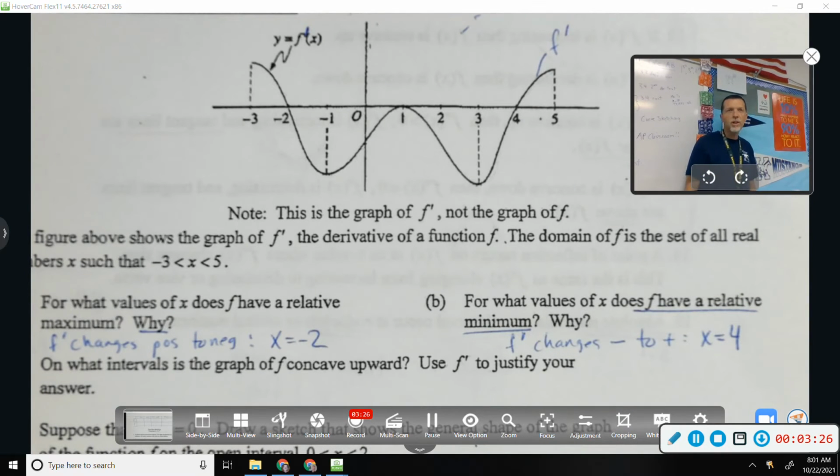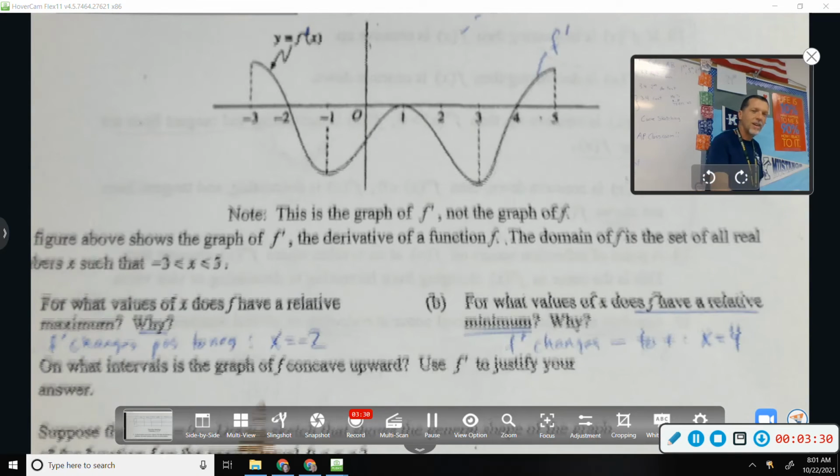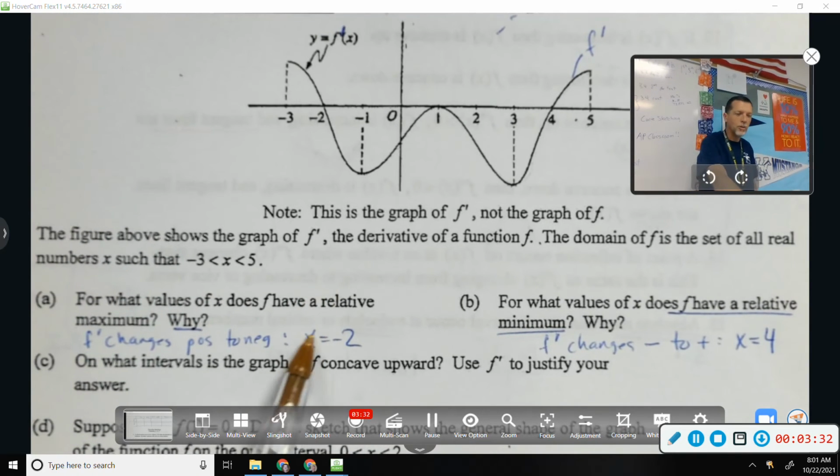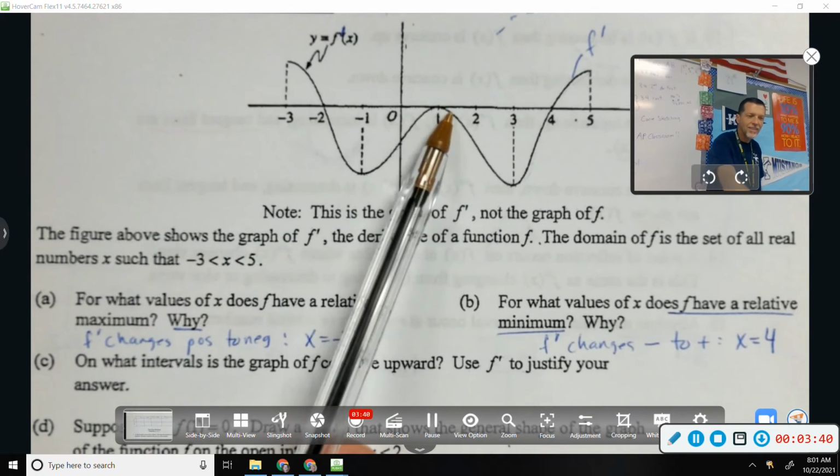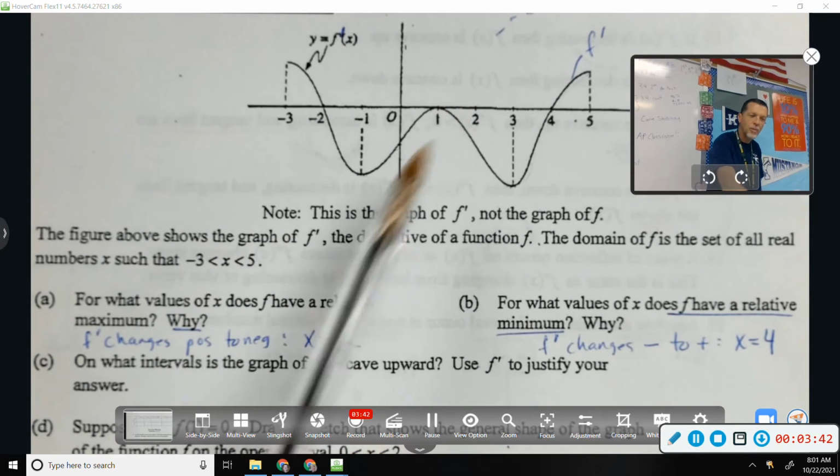Okay, so you really have to be careful because your brain is really good, right? When your brain sees relative maximum, you know what a maximum looks like, so you immediately start looking for the top of a mountain. But this is not f, this is f prime.